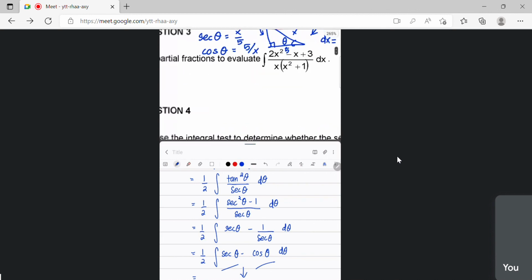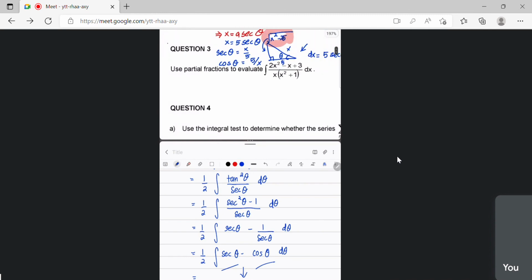Okay, so the next one is partial fraction. Saya laju sikit. So our first step adalah menentukan sama ada proper ataupun improper. So how to determine the function is proper or improper?